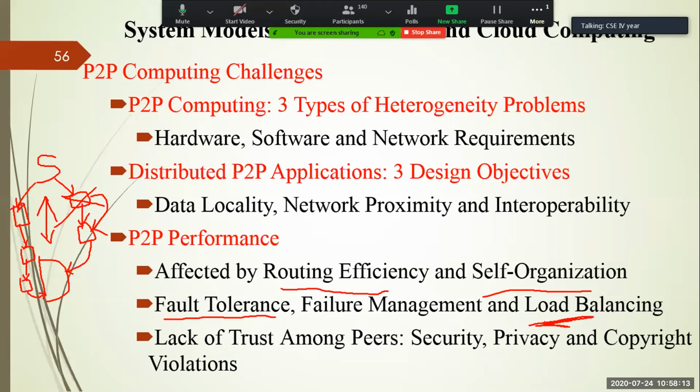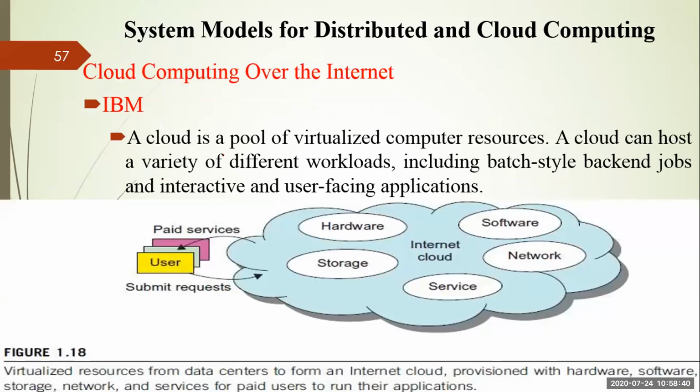Similarly, as the computer systems are voluntary, as I mentioned, SETI at home, in which 3 million computer systems are live at the same time. In this project, the peers are connected voluntarily. You can participate, I can participate, anyone can participate. So there may be a lack of trust among the peers because they do not know each other. This may lead to security violation, privacy violation, and copyright violations as well.